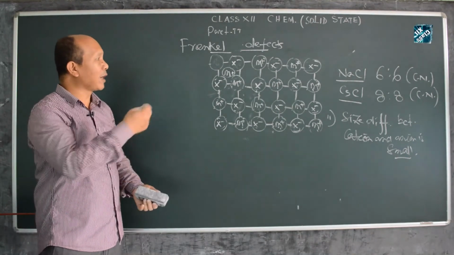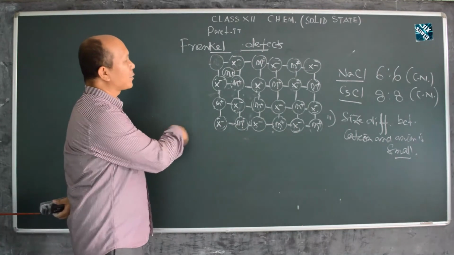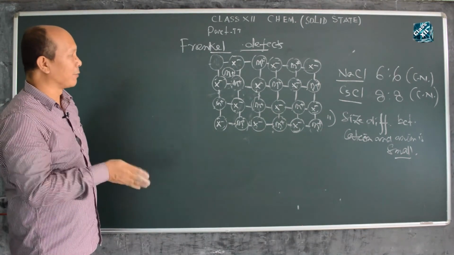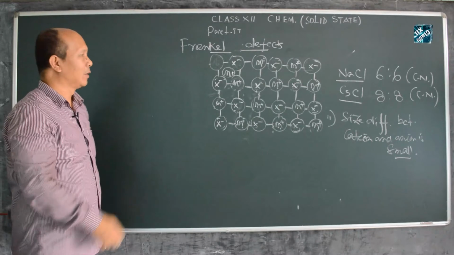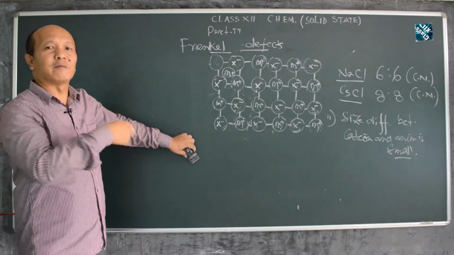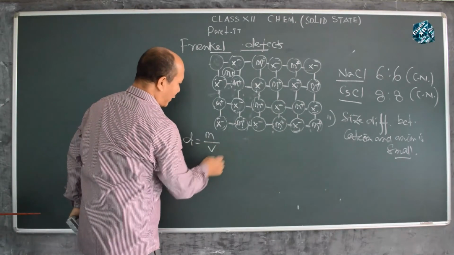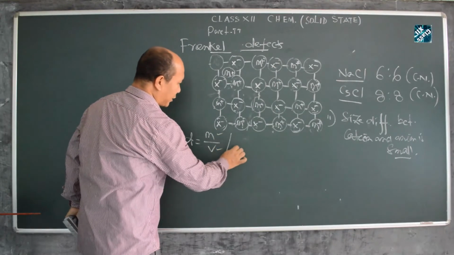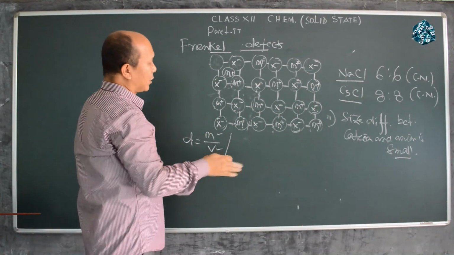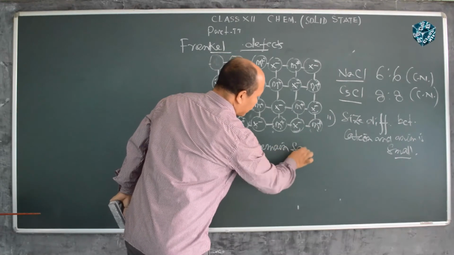What about density? In the Schottky defect the density changes completely, because an equal number of cations and anions go missing. But in this case, the mass remains the same and the volume remains the same. That means density remains the same. Density is mass by volume; mass is the same, volume is the same. That is, as a result of the Frenkel defect, the density of that crystalline solid remains the same. It does not change.